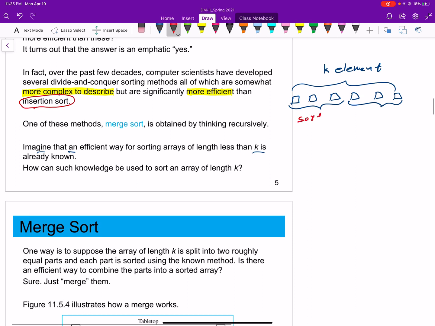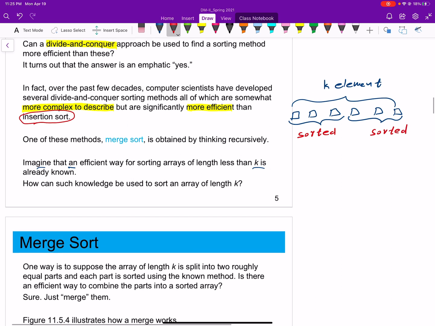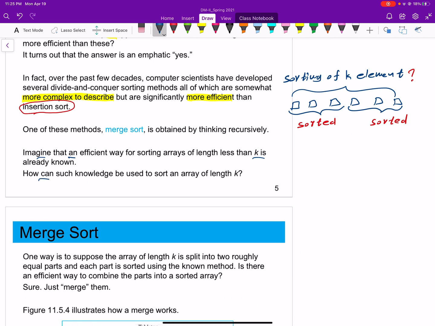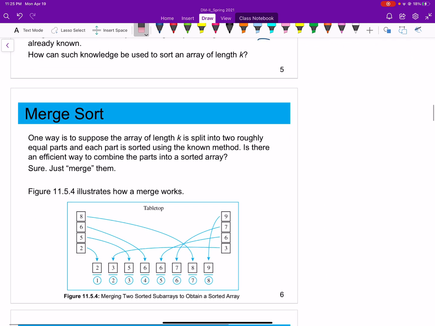This is sorted, this is sorted. So you have to sort the whole array then. Let me write: sorting of k elements, which is unknown. How can such knowledge be used to sort an array of length k? I have already explained that. So this is the merge sort.